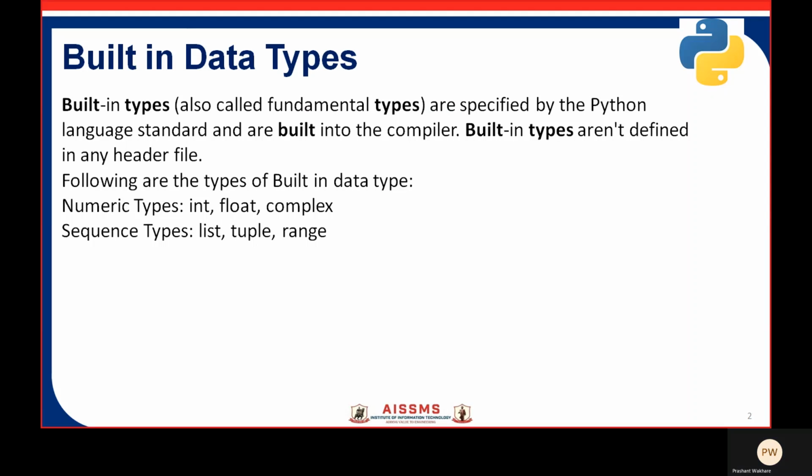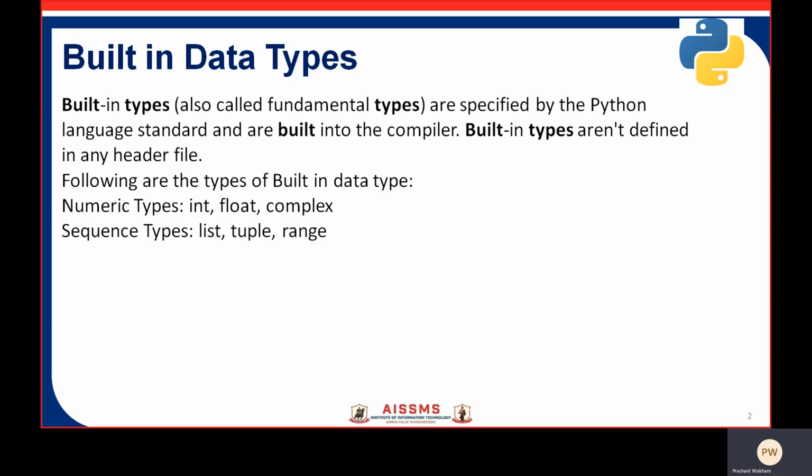Next one is the list. A list object is an ordered collection of one or more data items, not necessarily of the same type, put in square brackets. The next sequence data type is the tuple. A tuple object is an ordered collection of one or more data items, not necessarily of the same type, put in parentheses. And the last one is the range, which we will discuss in the next video. This is also a very important concept in Python programming.